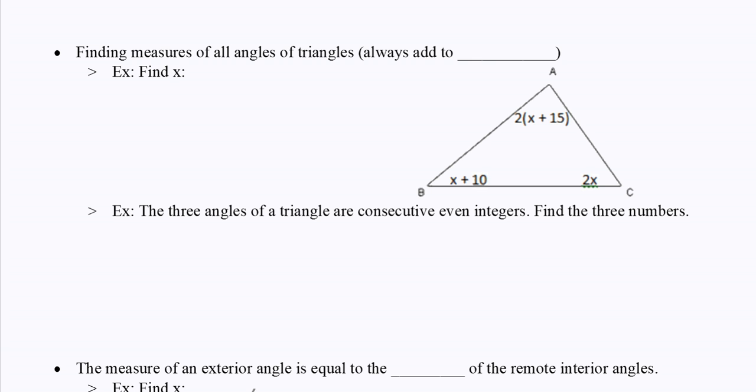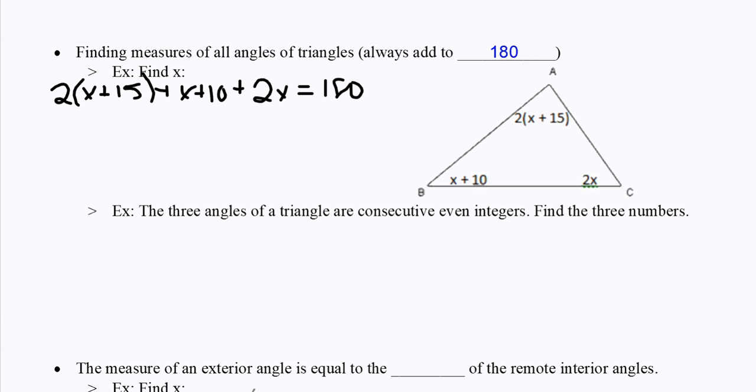So just to reiterate, the measures of all the angles, if I add them up, I should always get to 180 degrees in a triangle. So for example, in this next problem, I've got 3 angles of a triangle as variable expressions. And so if I want to know what x is, I have to add them up. 2 times x plus 15 plus x plus 10 plus 2x, and that sum of all those angles has to be 180 degrees.